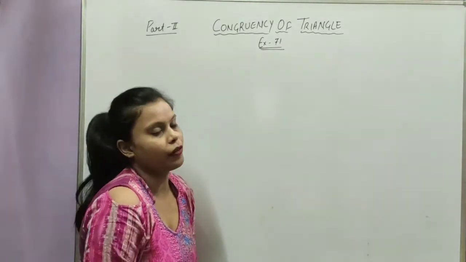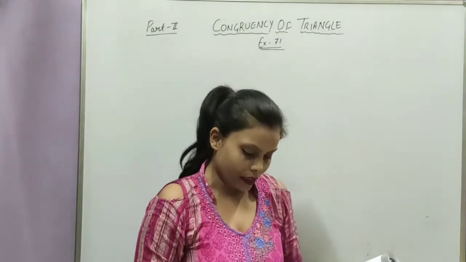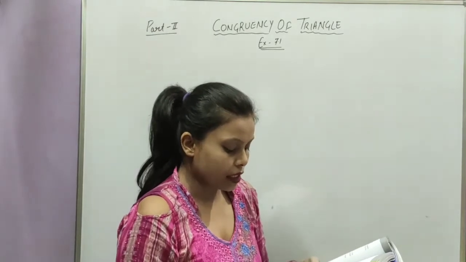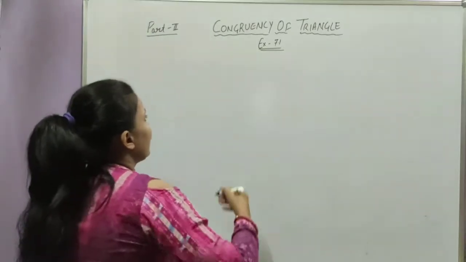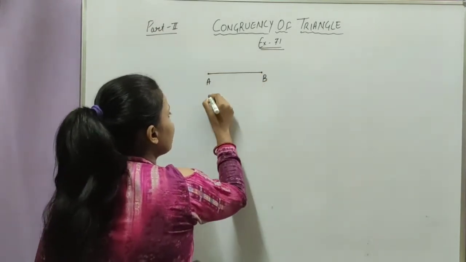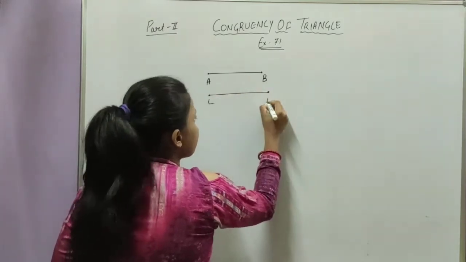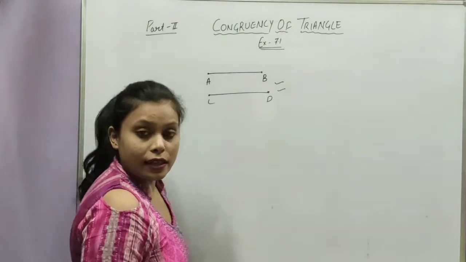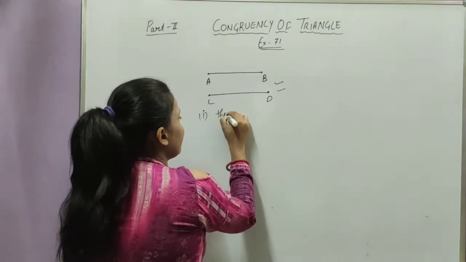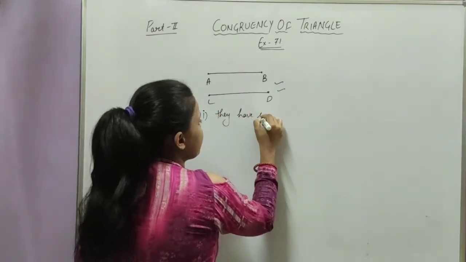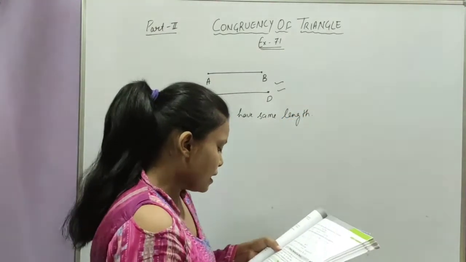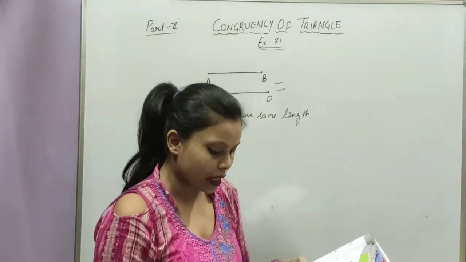Let's do exercise 7.1. Question number 1 is complete the following sentences. First is two line segments are congruent if. So we know that two line segments can only be congruent if their length is same, right? If their length is same, they are called congruent. So the first answer is if they have same length, right?